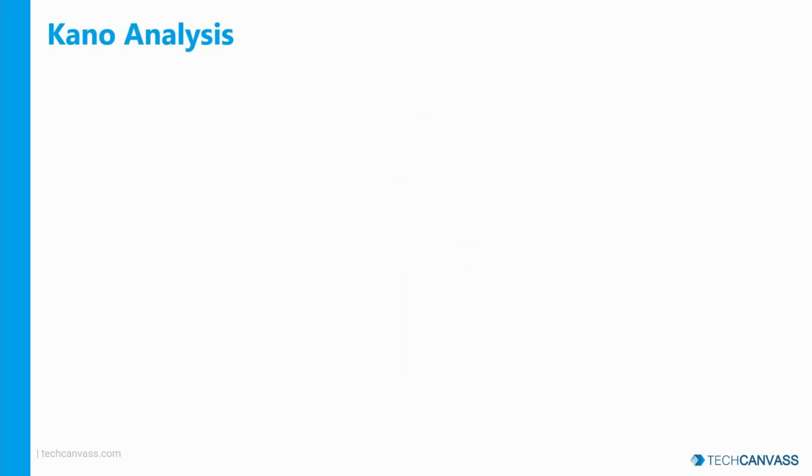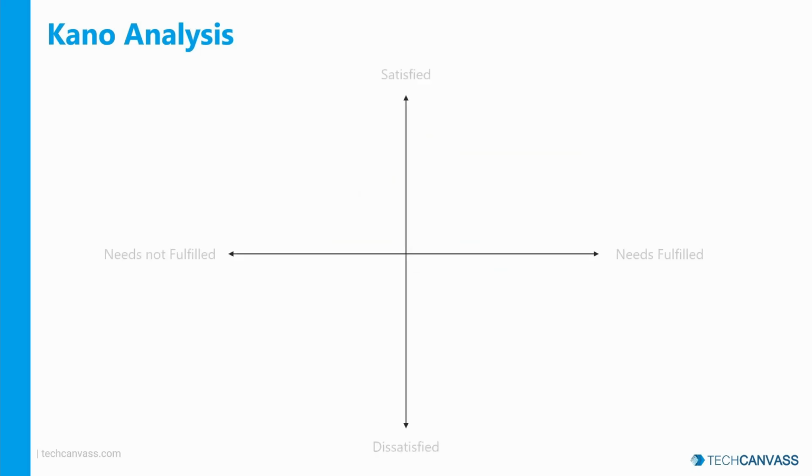The next technique we look at is Kano Analysis. This technique is used to classify customer preferences into 4 categories. Before that, let's see what we have. We have 4 quadrants.